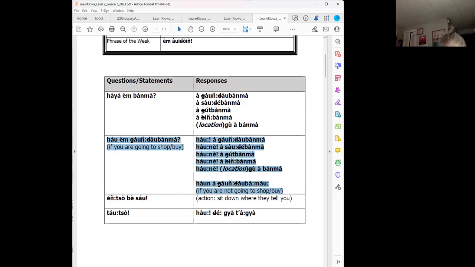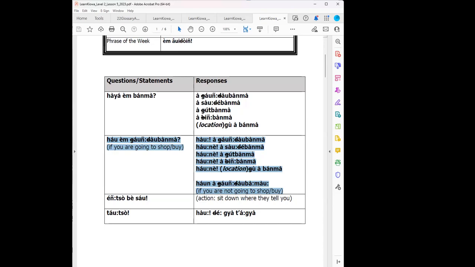Ha in ga da ba ma. A ga da ba ma. Hane a sate bama. Hane a goot bama. Hane a bean bama. Hane St. Louis goot a bama. Hanaga da bama. Oh, aho. Lori? I am going. Taban ma. Ha. A goi taban ma. Hane a sa te ban ma. Hane a good ban ma. Hane a bin ban ma. Hane raswell good a ban ma. Ha. A goi taban ma.